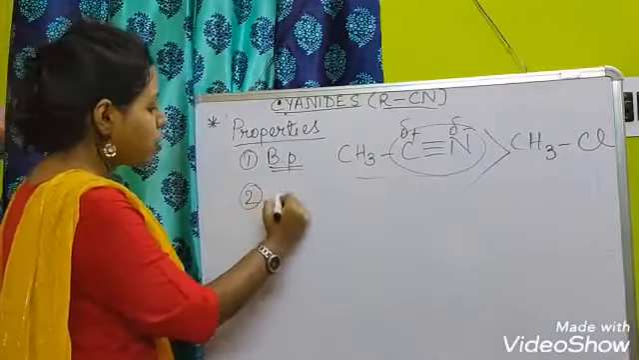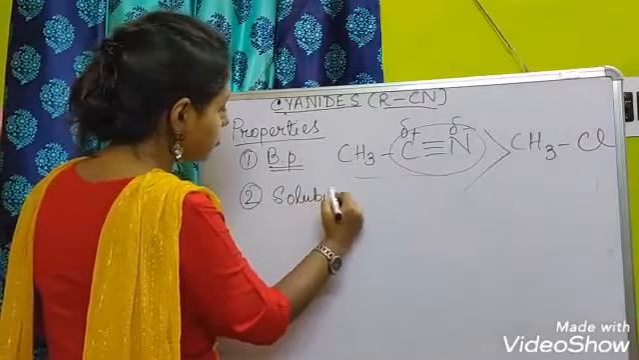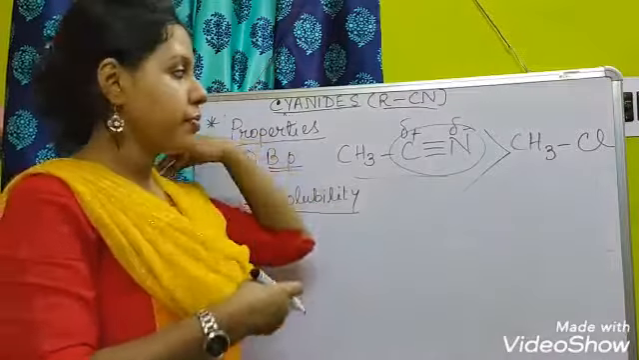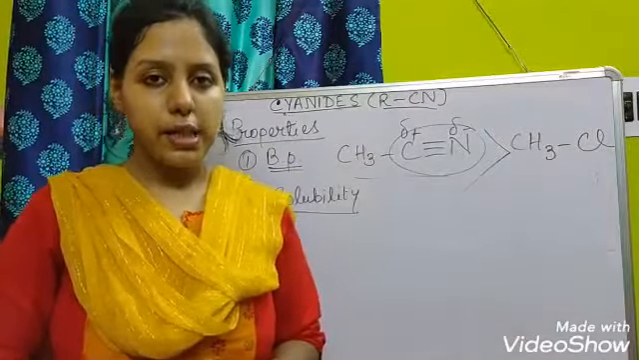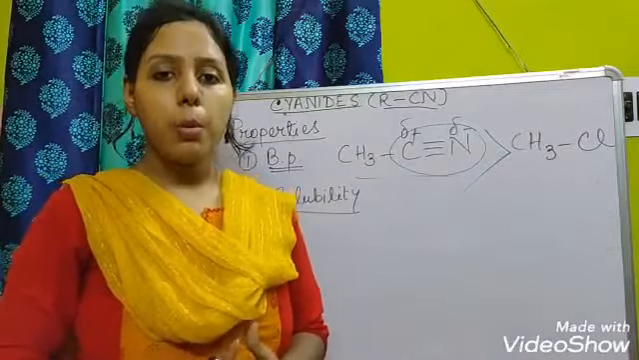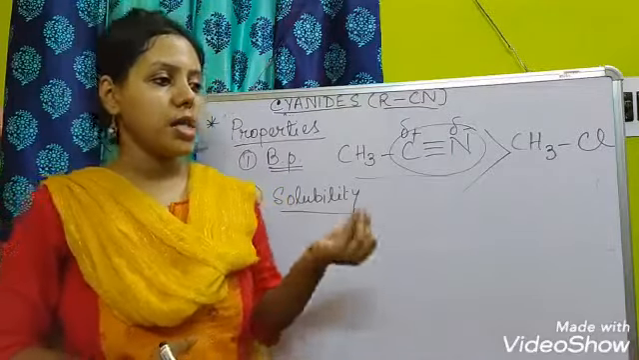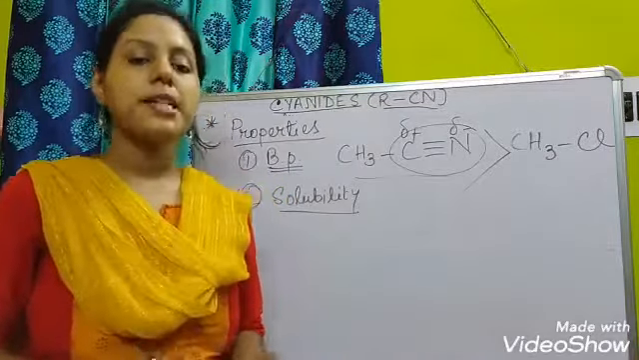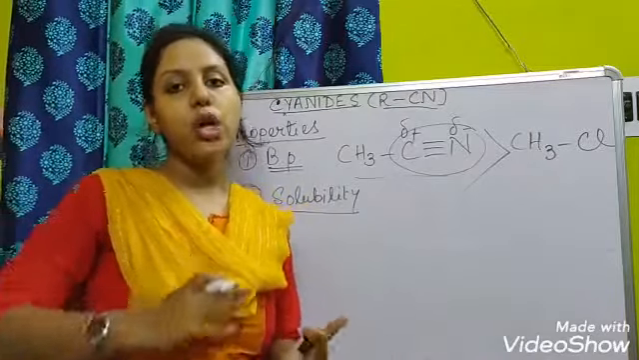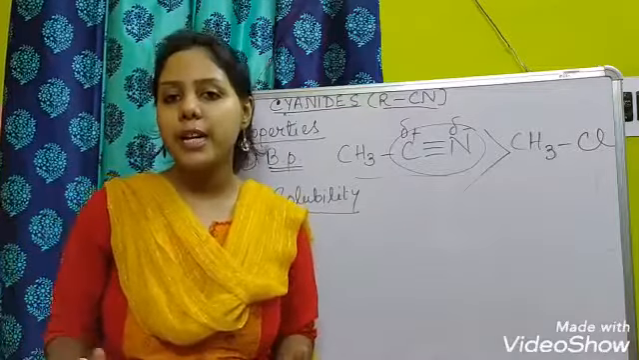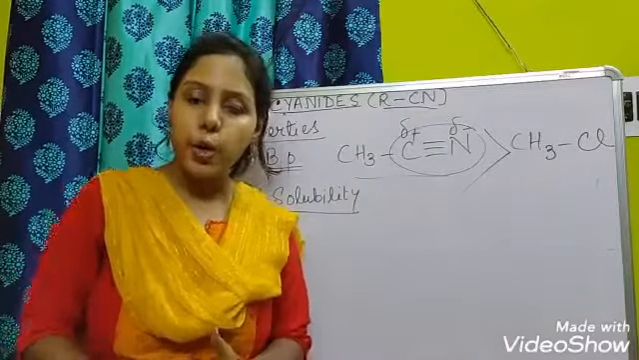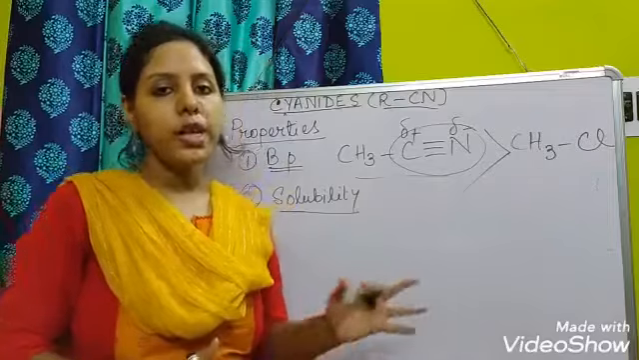Number 2, solubility. So in case of solubility, this type of alkyl cyanides, whenever these are of lower carbon molecules, that means whenever a small number of carbon atoms are present in the alkyl group, then these are soluble in water. But as we go on increasing the number of carbon atoms in the alkyl group, that means the bulkier the alkyl group, the less solubility of it in water.